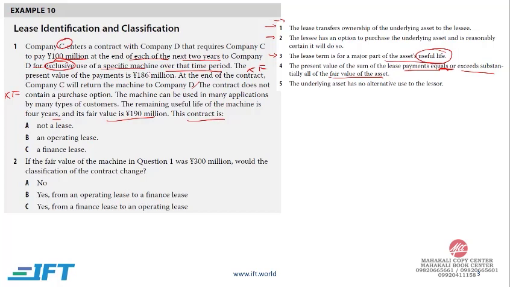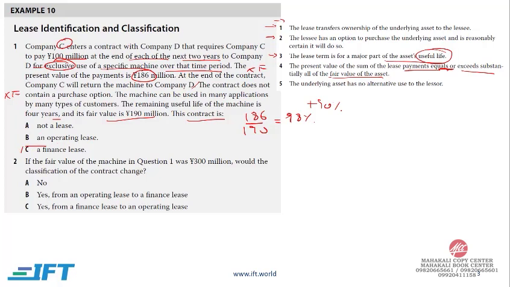So the present value of the payments is 186. 186 divided by 190 is approximately 98%. So it's quite a substantial amount. Now this is more than 90%. So if this is more than 90%, then it would be considered to be a finance lease.